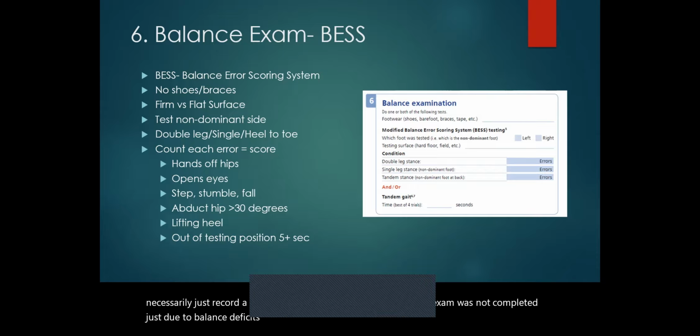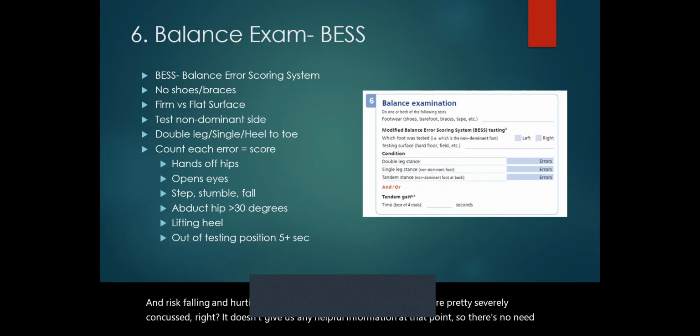Now, later on, it can still be added back in after they do get a little bit more of that control back, but we're not going to make them do this exam and risk falling and hurting themselves if we already know that they're pretty severely concussed, right? It doesn't give us any helpful information at that point. So there's no need to stress them out, embarrass them, and again, risk further injury.